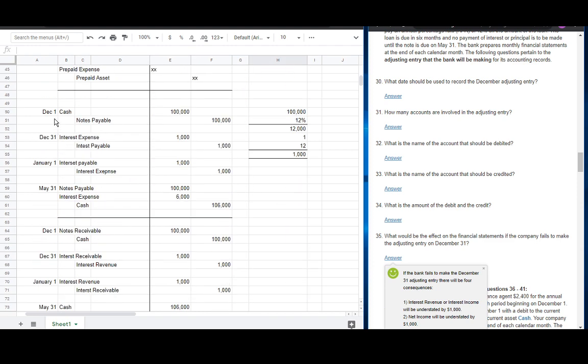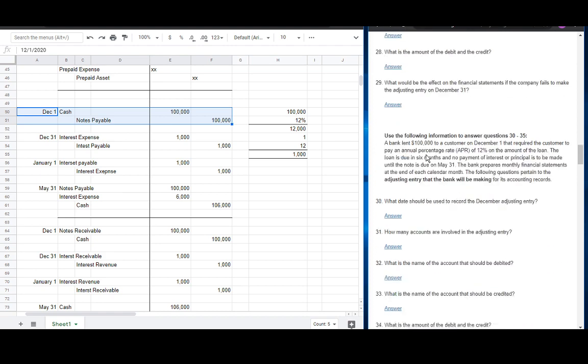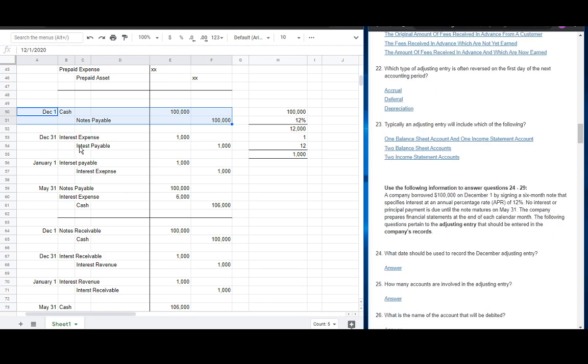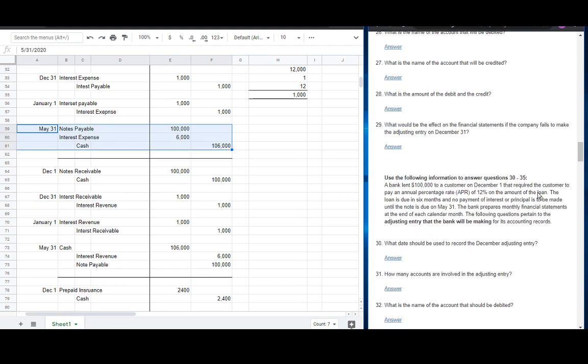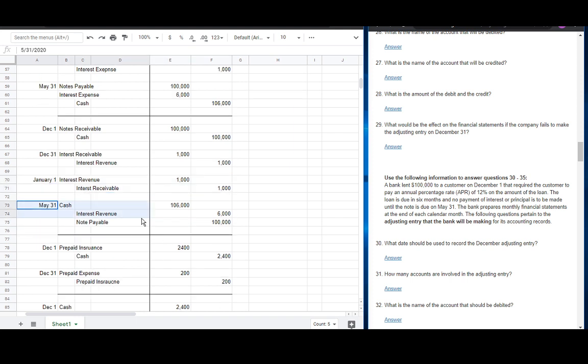And so let us explain what this is. In December 1, we received the note here. And December 31, we do the adjusting entry. On January 1, we do the reversing entry. And May 31, we record the payment of note. And here in 30 to 35, first we recognize the issuance of the note receivable, then we receive the interest. December 31, we do adjusting entries. January 1, we do reversing entries. And May 31, we recognize the proceeds from the note, which is a cash of 106,000 together with its revenue.